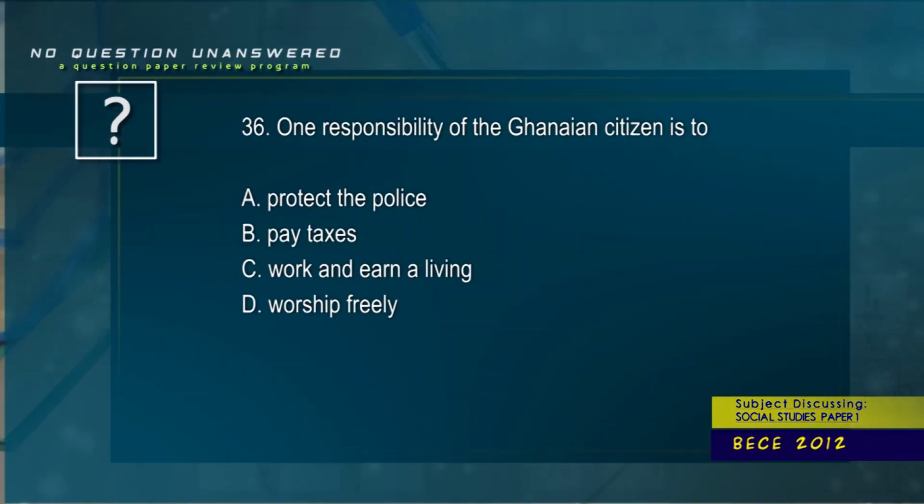36. One responsibility of the Ghanaian citizen is to A. Protect the police. B. Pay taxes. C. Work and earn a living. D. Worship freely. Viewers, the correct answer is B.